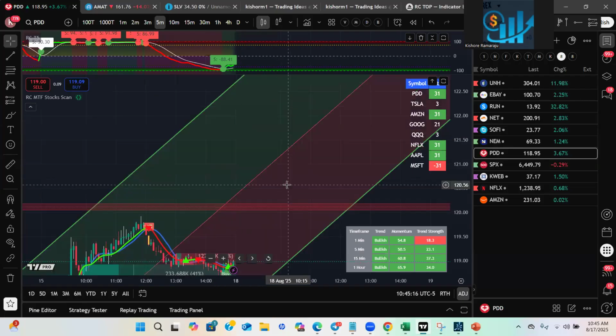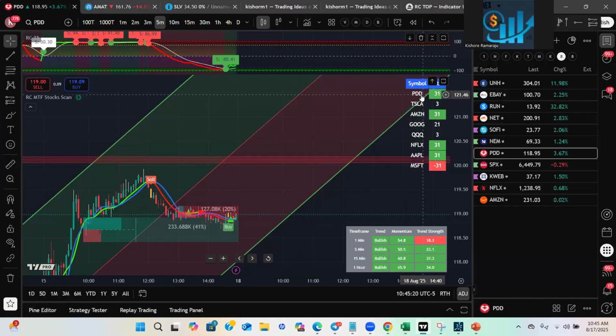If it breaks this, it can go all the way to 123. You saw multiple reasons, right? You got multiple confidence that okay, it came to the bottom. It went all the way up, now came to the bottom. There are a lot of buyers here. Here it is bullish, here it is bullish, here the score is 31. You have so many reasons to believe that the stock will go up.